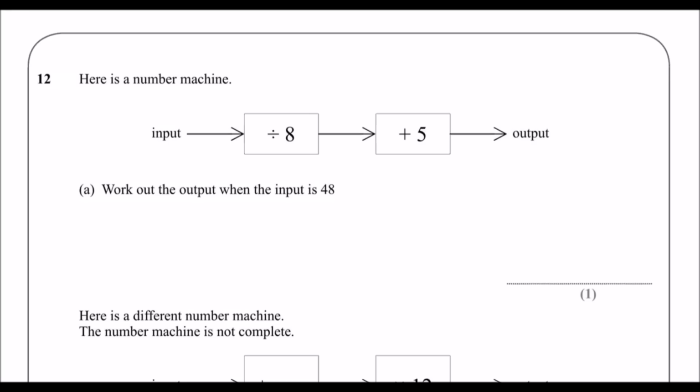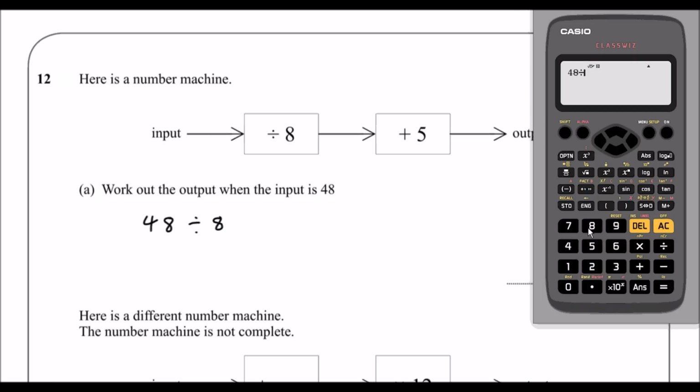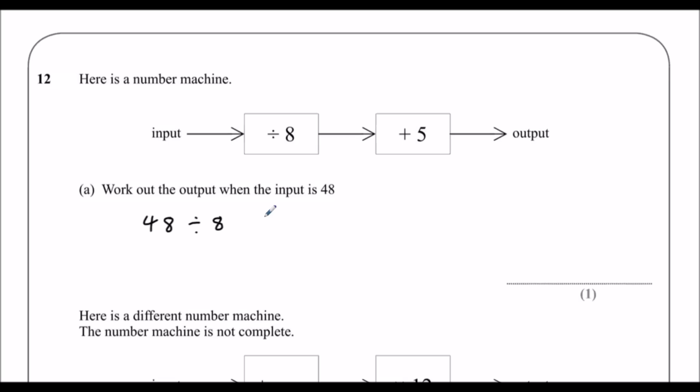Question 12. Here is a number machine. So we put a number in, divide it by 8, then add 5, and we get a number out. Work out the output when the input is 48. So we put 48 in. So we're going to do 48 divided by 8. 48 divided by 8 is 6. And then we're going to add 5. So 6 plus 5 is 11. So the output is 11.